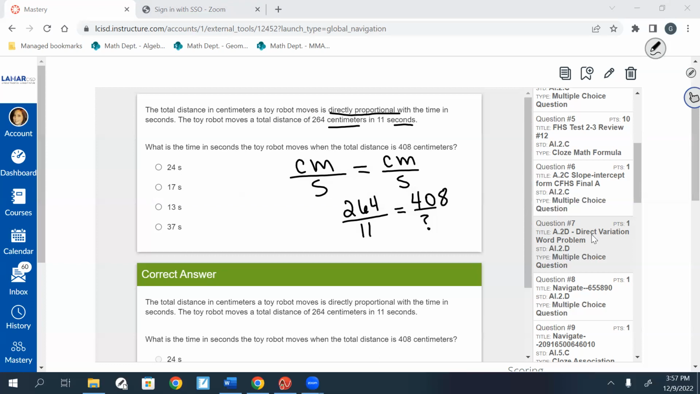So now what we're going to do is cross multiply. You look for the diagonal that has two numbers on it and you multiply those. So we're going to do 408 times 11, and then we're going to divide by 264.